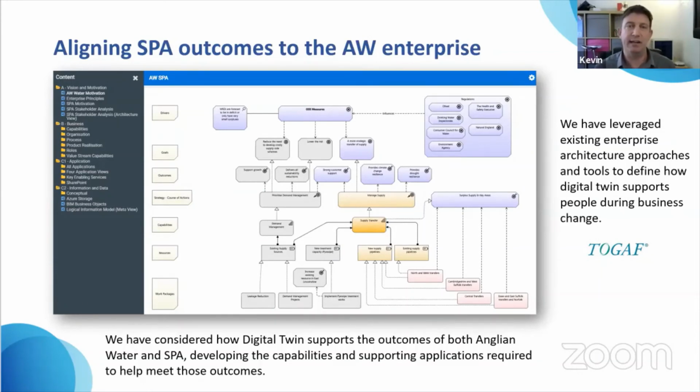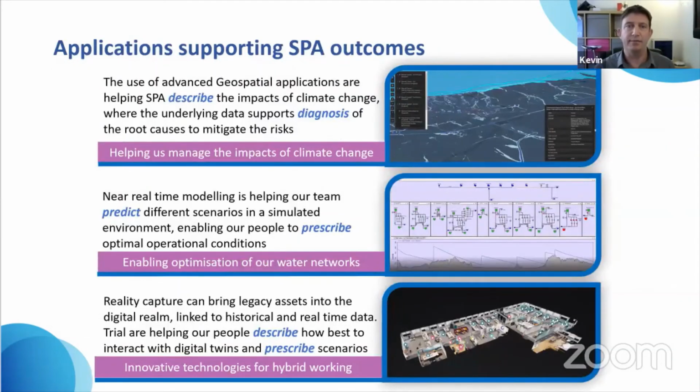So, interesting listening to Jamie and Chris earlier on, mentioning the work within BIM for Water. Well, the models that are being created there are effectively forming the information foundation of the digital twin within SPA. Also leveraging a lot of the good asset information models that Anglian Water have been developing over a number of years. Next slide, please, Pedro. So this will give you a very brief overview of some of the applications that we're starting to use and develop as part of SPA to help meet those outcomes.